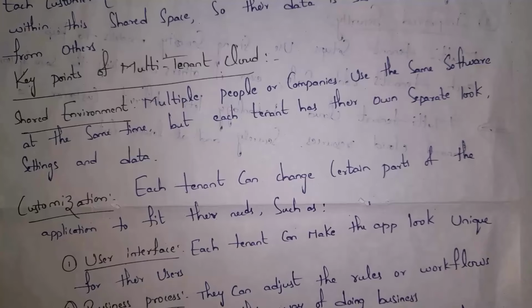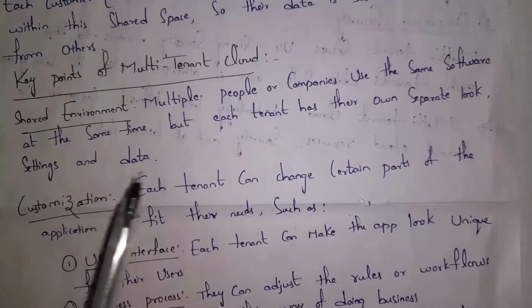For example, if you change any settings in that software, those settings are applicable only for you. Those settings will not apply for the remaining customers. Similarly, if you store data in that software, the data is available only for you. Remaining customers cannot see your data. And the second one is customization.